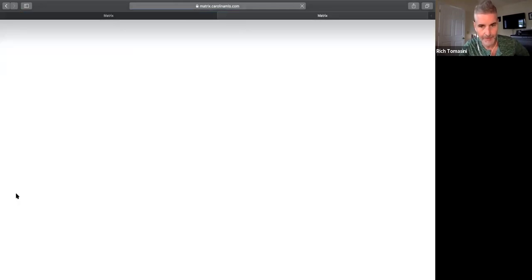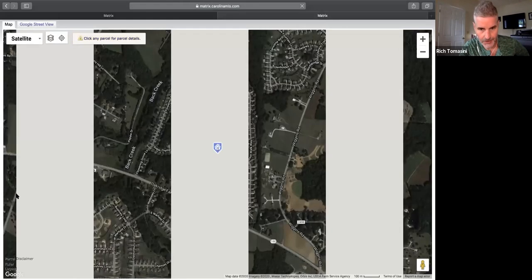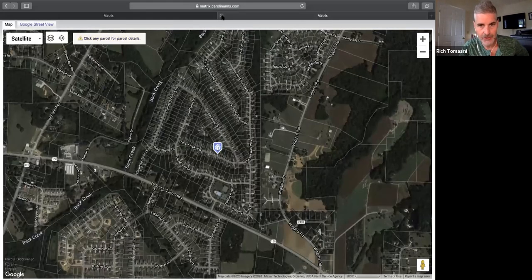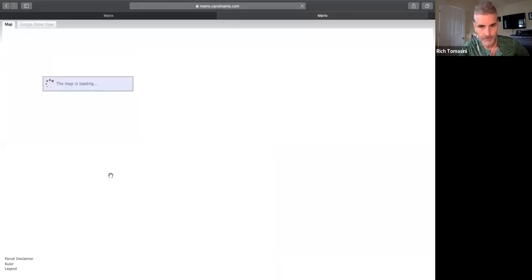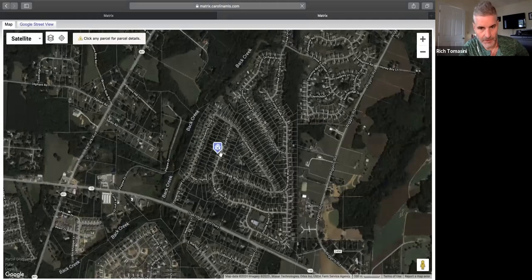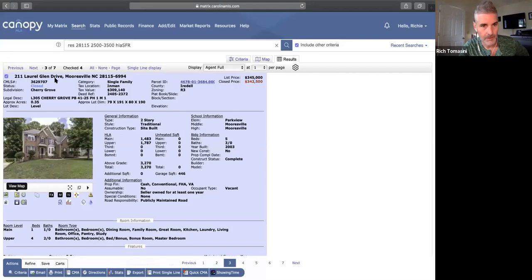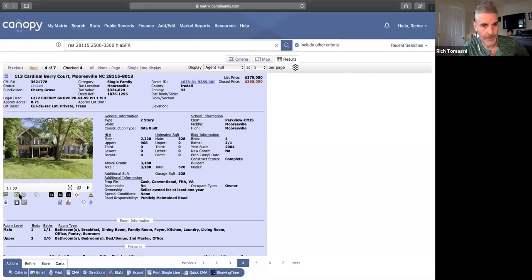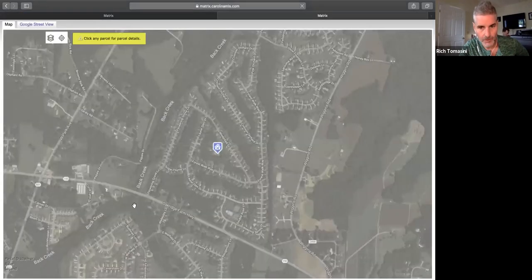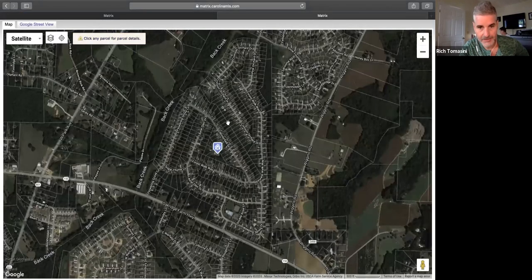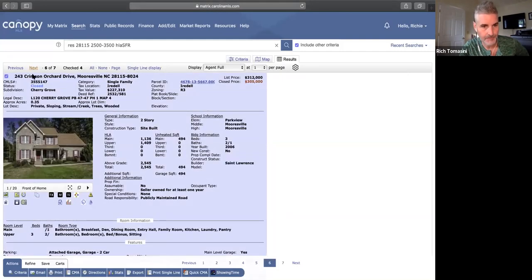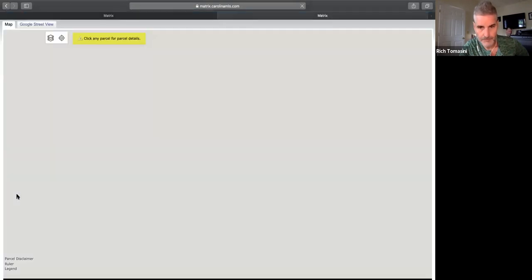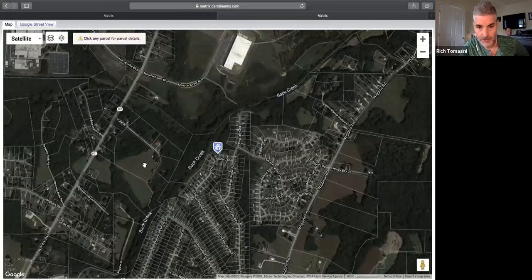So I'm gonna just click on the map. So sale 1, okay, just backs other houses, no harm. Sale 2, looks like it just backs other houses. Sale 3, backs other houses. And sale 4, oh, sale 4 backs a creek and a little wooded area.